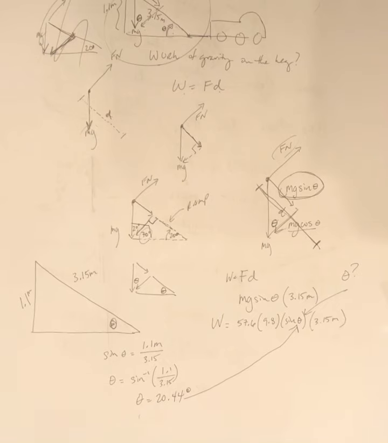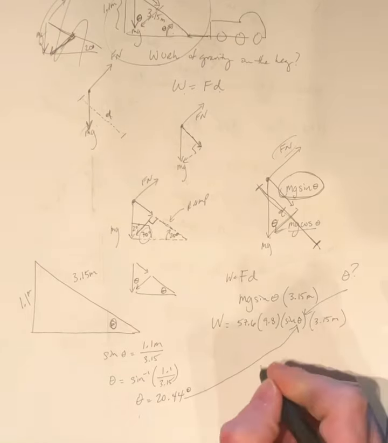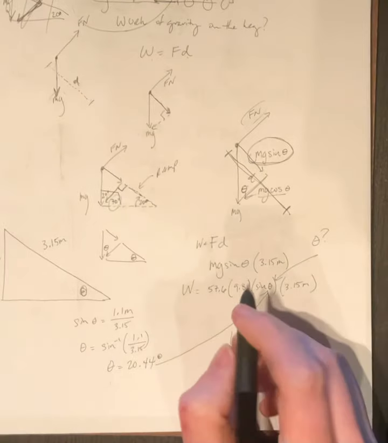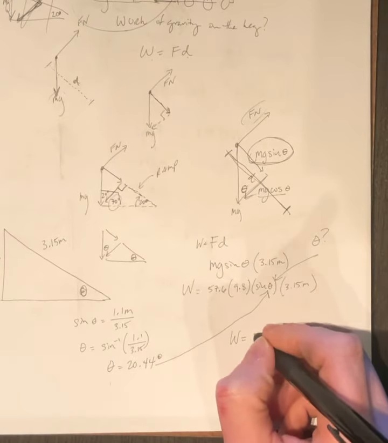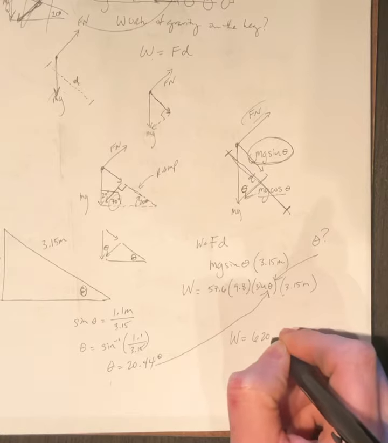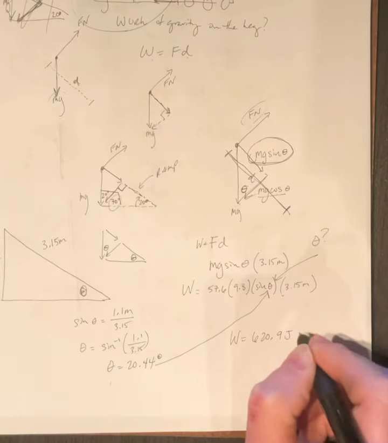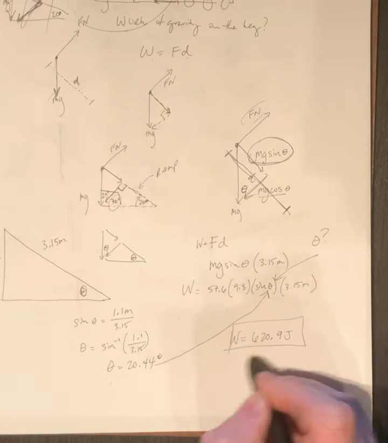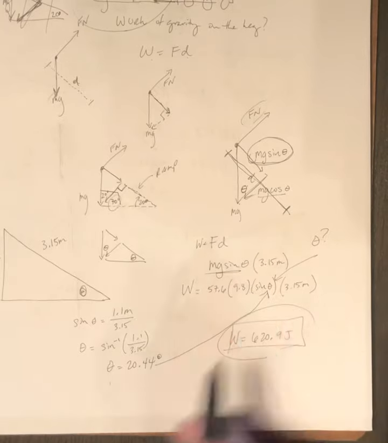So 57.6 times 9.8 times sine 20.44 times our displacement. That should give us 620.9 joules, and that is the work done by the gravitational force.